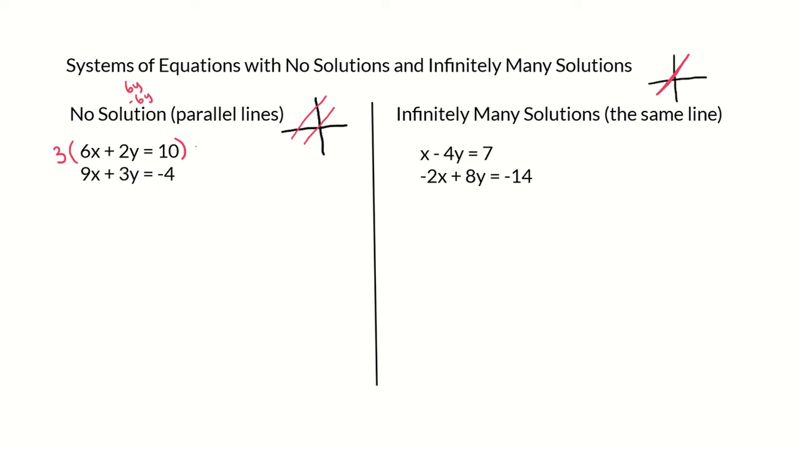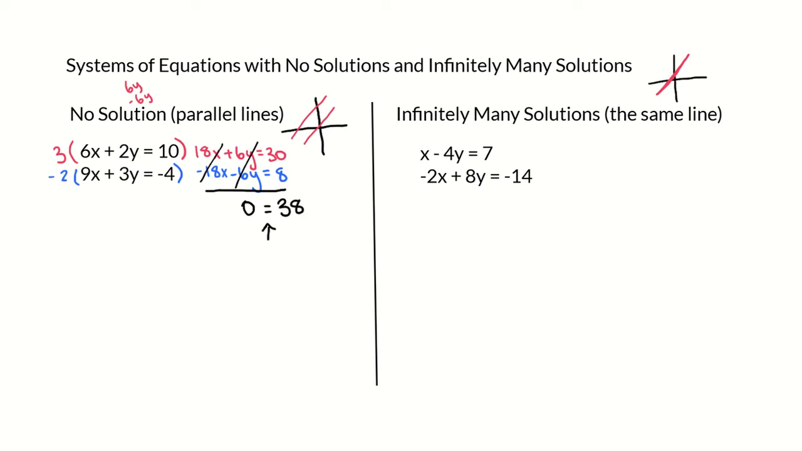Doing that, we would get 18x plus 6y equals 30. And now to line up the y's with the second equation, we want negative 6y, so we multiply the second equation by negative 2 to get negative 18x minus 6y equals 8. And now the elimination step, we add these equations together, and we find that 18x minus 18x cancels, 6y minus 6y cancels. We get 0 then on this left side, and we have 38 on the right side.